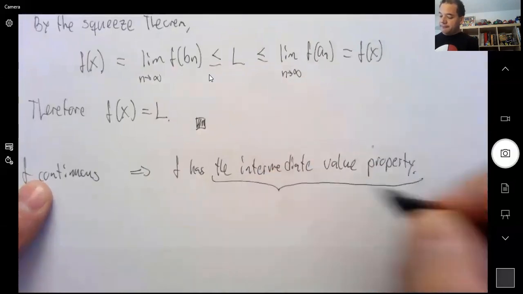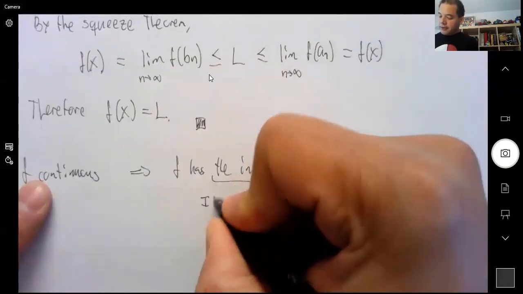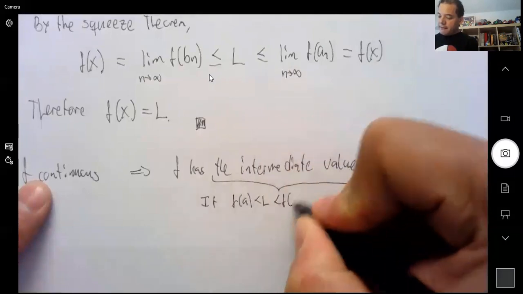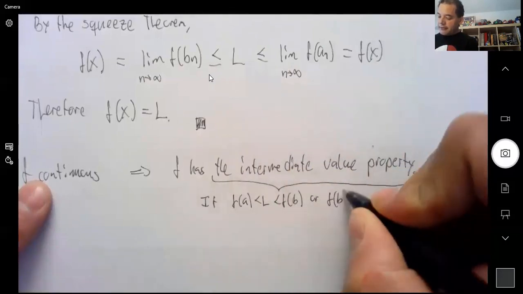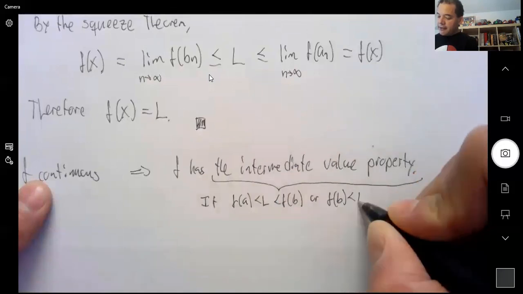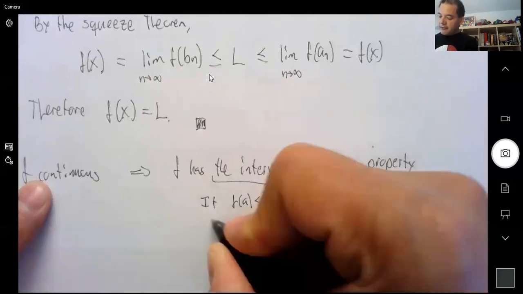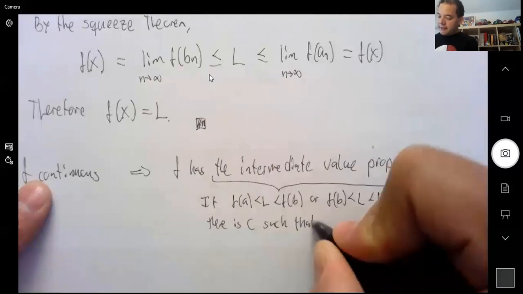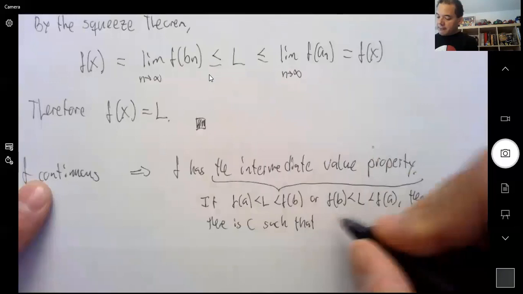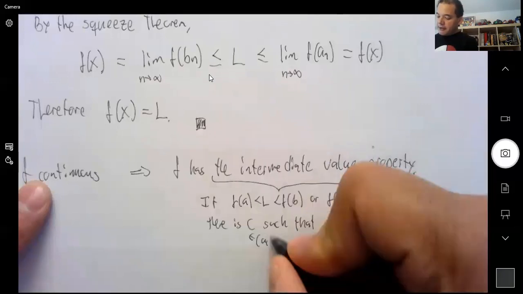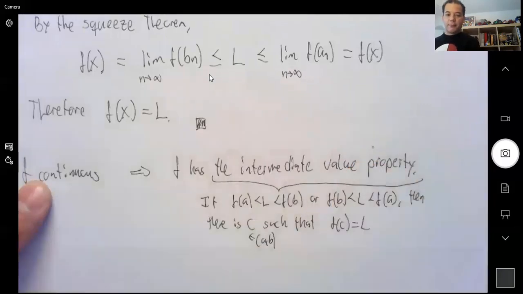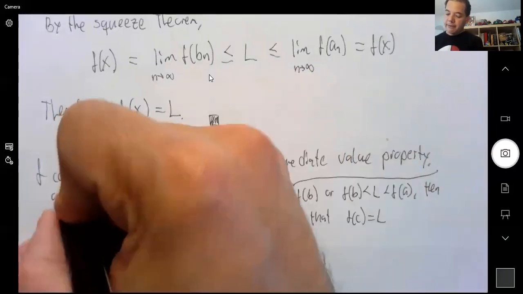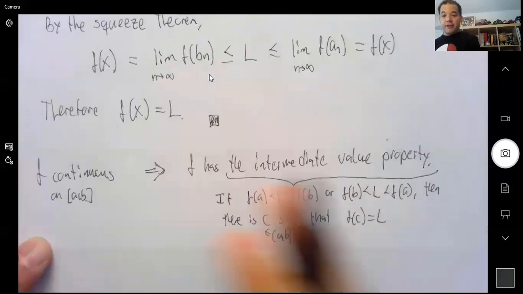So this means if f of A is less than L less than f of B, or f of B is less than L less than f of A, then there is C between A and B such that f of C is L. That's the intermediate value property. So if f is continuous, then it implies this property.